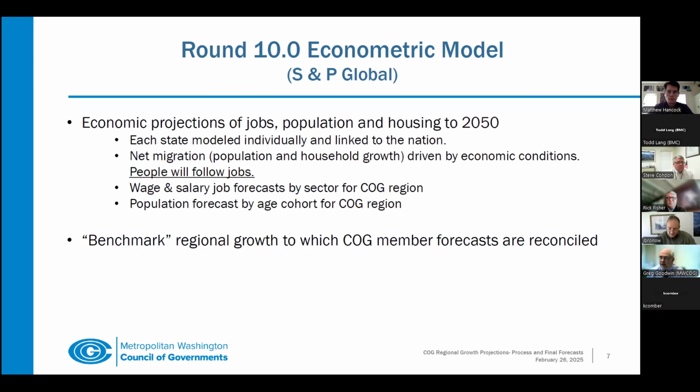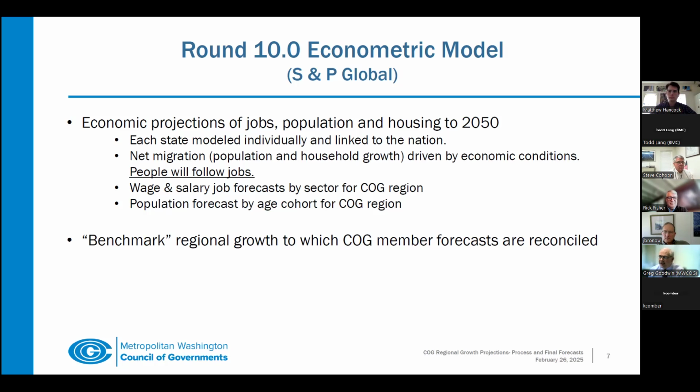S&P Global is the vendor in which they produce jobs, households, and population forecasts at the county level. This is a product that they produce, I believe it's 3 times a year, at the county level, and we were able to pull that data together to produce a model for the COG region. So we were able to compare the sum of the S&P data for the counties within the COG region to the sum of the local jurisdictional numbers.